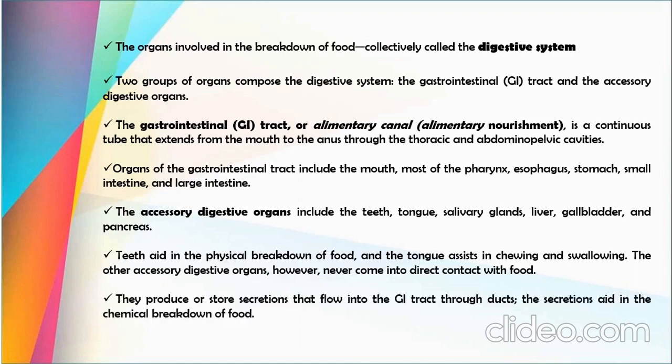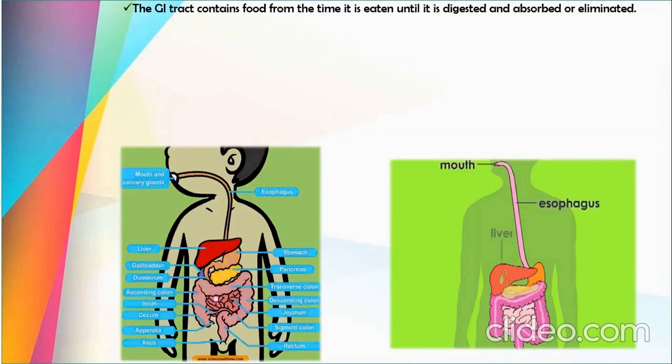They produce or store the secretions that flow into the gastrointestinal tract. Through the duct, the secretions aid in the chemical breakdown of food. The gastrointestinal tract contains the food from the time it is eaten until it is digested and absorbed or eliminated.